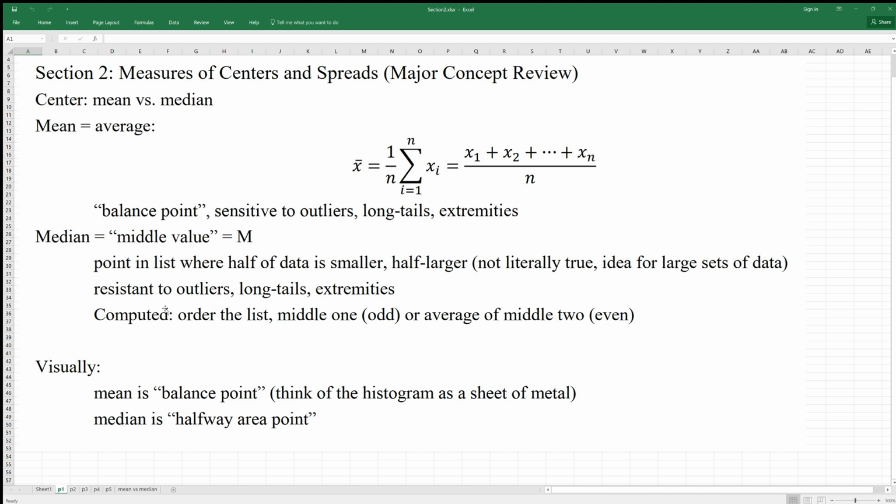So we want numbers that we can compute from a set of numbers, say everybody's heights or everybody's grades. We want numbers that we can compute that represent the center of the distribution, and numbers that we can compute that represent how spread out the distribution is.